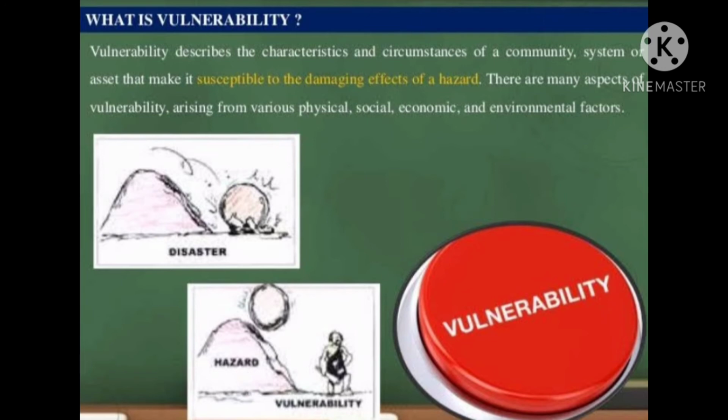Vulnerability describes the characteristics and circumstances of a community or a system or an asset that make it susceptible to the damaging effects of a hazard. See, I will tell in simple terms. Disaster or hazard means you should be ready for future circumstances or future dangerous things which are going to happen. For example, if there are earthquakes or tsunamis, natural calamities and all happen, right?